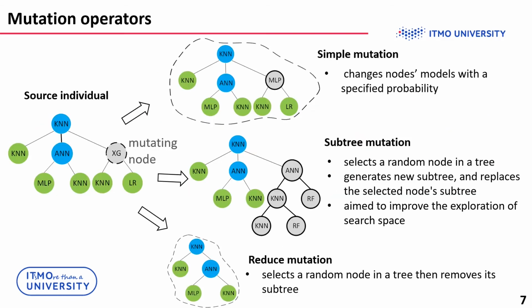We used three different options of mutation. The first, simple mutation, changes node models with a specified probability. Sub-tree mutation selects a random node in a tree, generates a new subtree, and replaces the selected node's subtree. This mutation is aimed at improving the exploration of the search space by the generation of new subtrees. This type of mutation can lead to increased depth and width of the tree. Therefore, we added the reducing mutation, which selects a random node in a tree and removes its subtree.